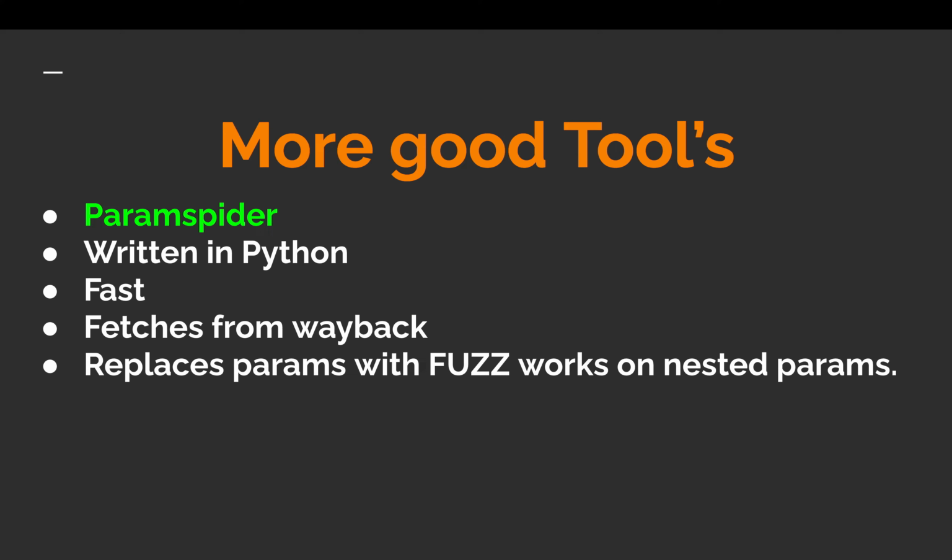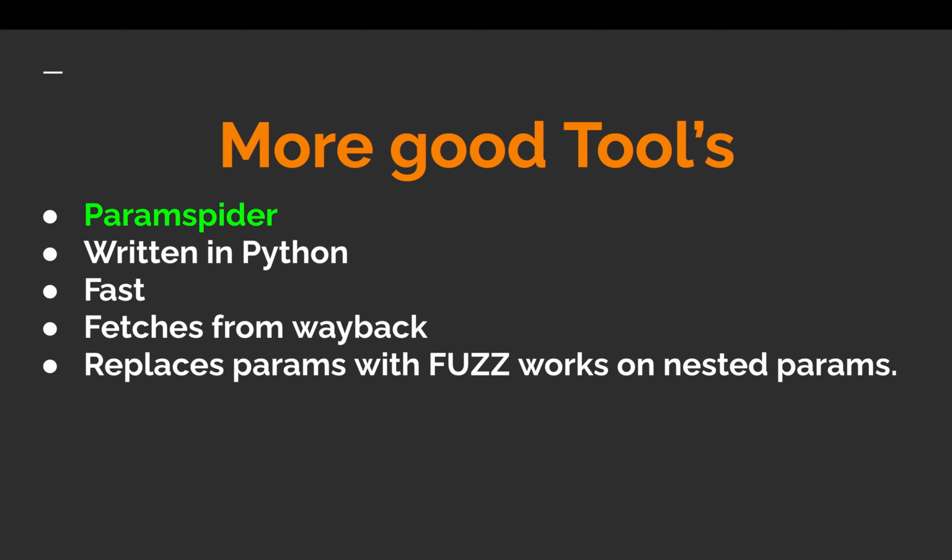Now, there's a bonus for this particular video. There are some more good tools that you can utilize, like ParamSpider, which is written in Python. It is fast. It also fetches from the Wayback URL database. One good thing about this tool is it replaces the parameters with the keyword FUZZ, and it also works on nested parameters.